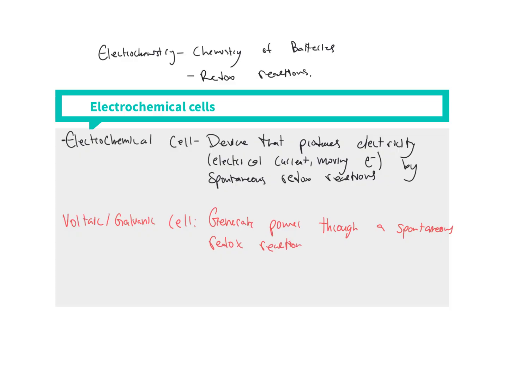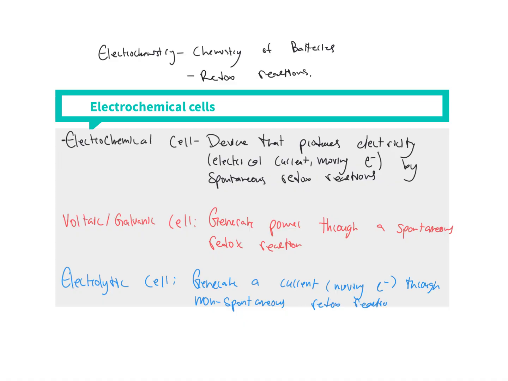And the second is an electrolytic cell. And these generate a current, and a current is basically just moving electrons through non-spontaneous redox reactions. In other words, you need an external power source.